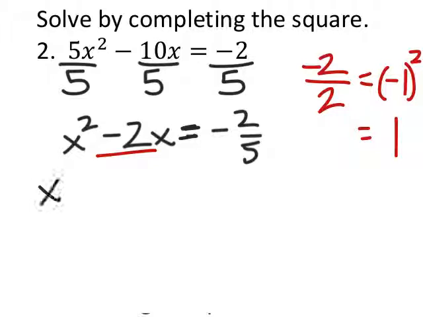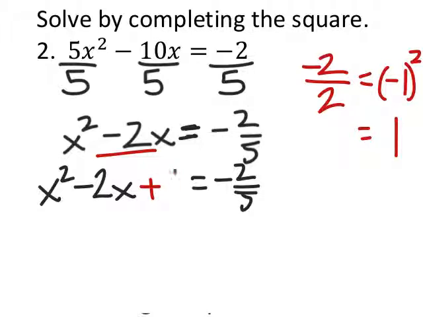So rewriting this, we got this x squared minus 2x equals negative 2/5. But we're going to add 1. That's the square of half of the coefficient of x. And that completes the square. You'll see after this next step that that's going to complete the square on the left side of the equation.